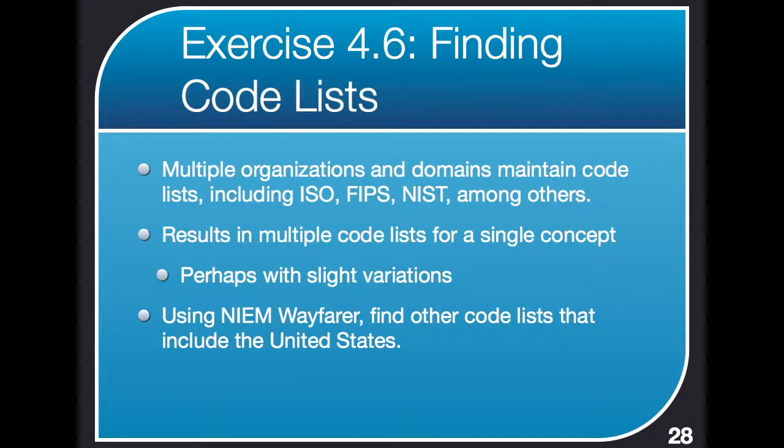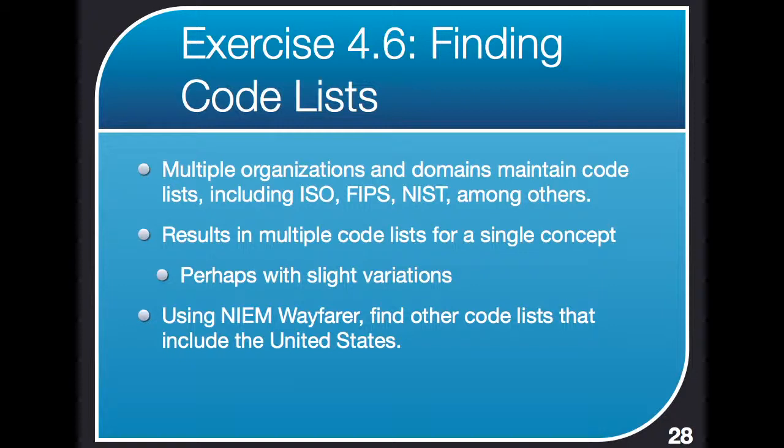So let's do a quick exercise regarding code lists. Here's the thing. There are multiple organizations and domains that maintain code lists in the NIEM, including ISO, FIPS, NIST, I mentioned FBI earlier, and there are others. The problem is this can result in multiple code lists for a single concept. Different authoritative sources have slightly different code tables for representing that concept. The code tables are going to be close, but they're not exactly the same. So you'll find multiple code lists for the same concept.